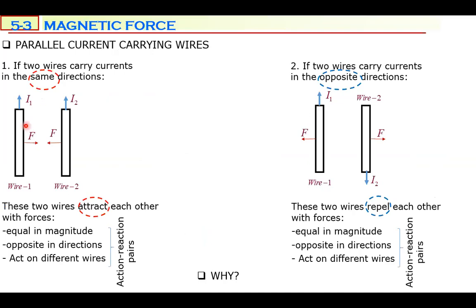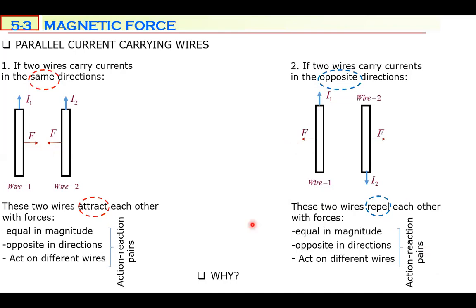So if two parallel wires carry currents in the same direction, these two wires will attract each other with a force equal in magnitude, opposite in direction, acting on different wires. So these two forces are action-reaction pairs. But if two wires carry currents in opposite directions, one of them up out of the plane of the page, the other one down into the plane of the page, these two wires will repel each other with forces equal in magnitude, again opposite in direction, again acting on different wires because they are action-reaction pairs.